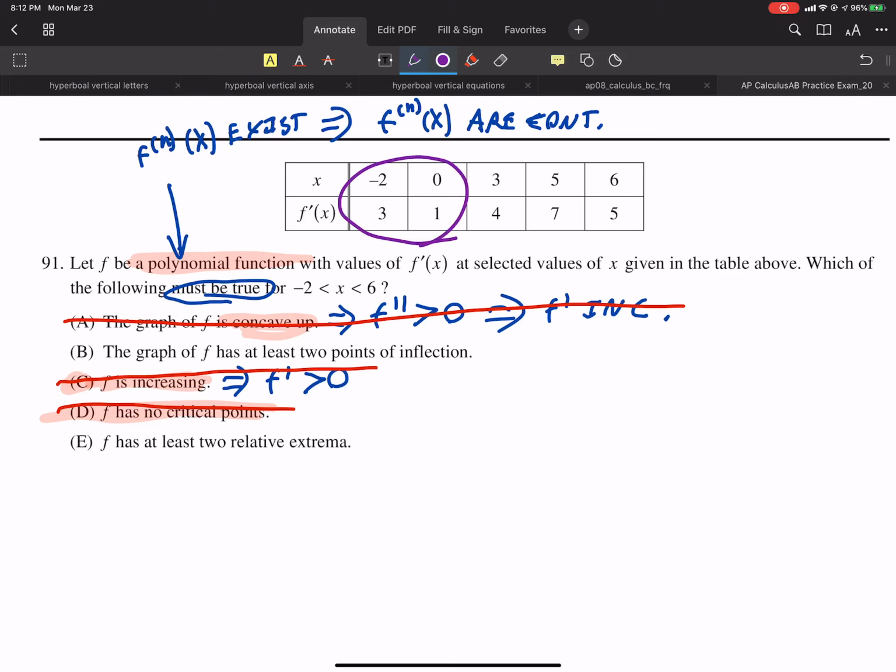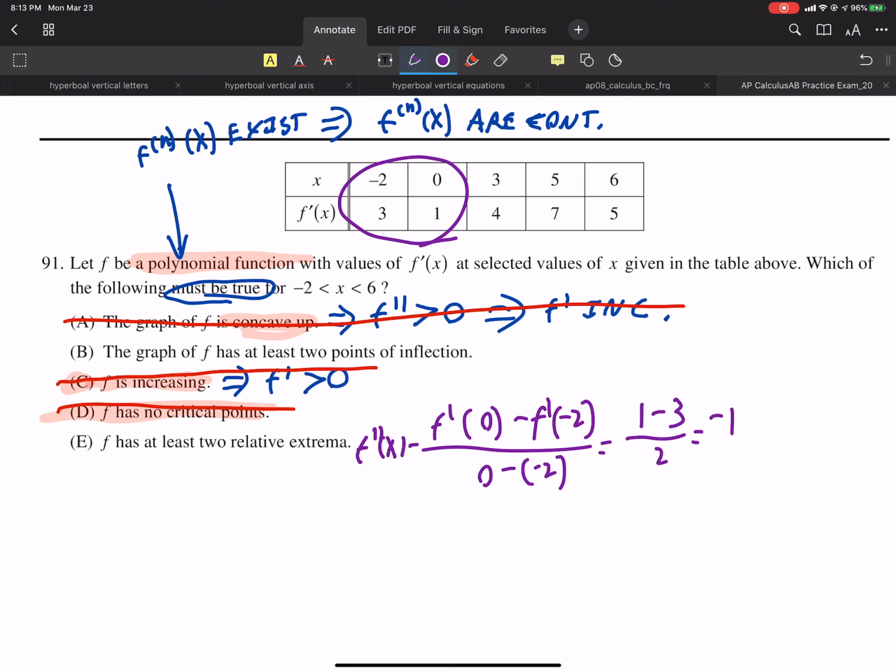We're going to look at these two and find f prime at 0 minus f prime at negative 2 over 0 minus negative 2. Oh, whoa. No. I don't know how to math. It's going to be 1 minus 3 over 2, which is negative 1. So what does this mean? The mean value theorem guarantees that the second derivative has to equal negative 1 in that region.